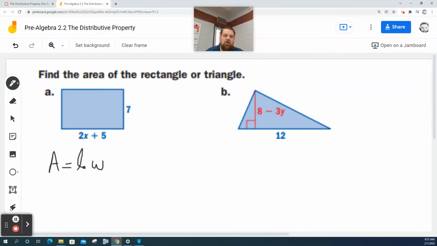All right. So we're asked to find the area of these two things, but we really don't have numbers. So we're going to have to just plug away like we normally would. The area of a rectangle is the length times the width, where this is the length and this is the width. You said, what does that mean, Mr. Adams? Well, that means that the area is equal to the quantity 2x plus 5 times 7.